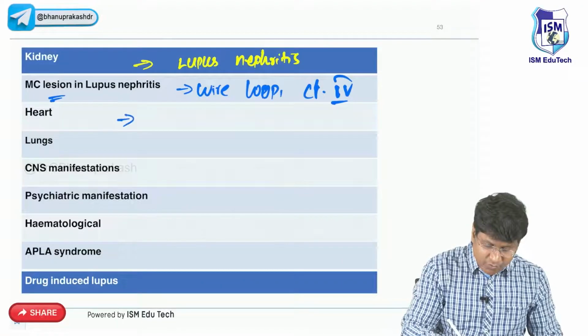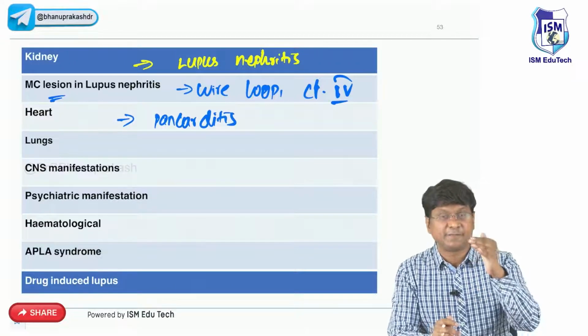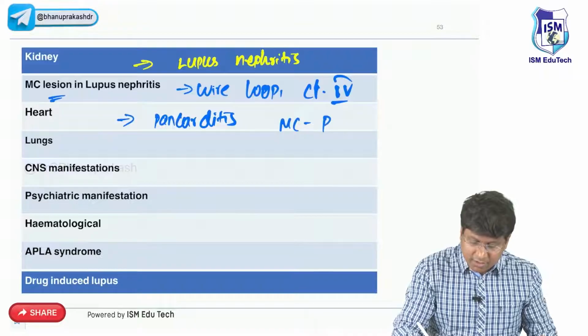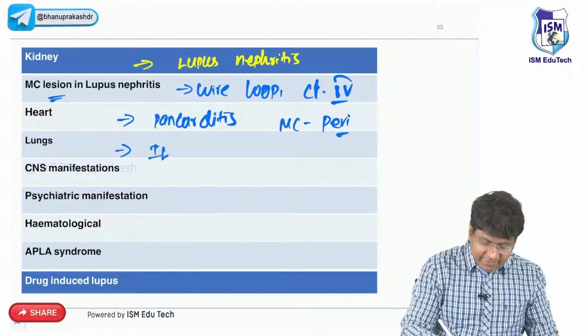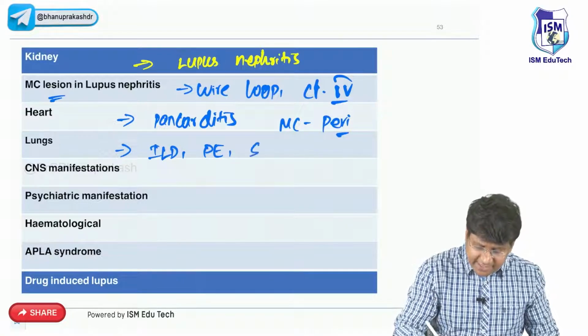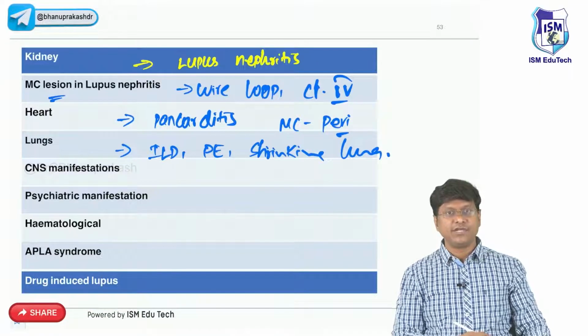Now, what is the cardiac involvement? The cardiac involvement will be in the form of pancarditis, that is pericarditis, myocarditis and endocarditis, and among these the most common will be pericarditis. And what will be the lung involvement? That will be in the form of interstitial lung disease, pleural effusion, and these individuals will also have shrinking lung.